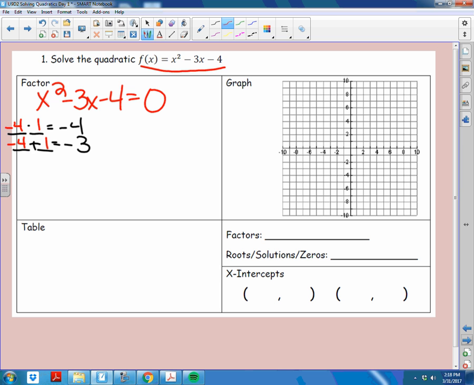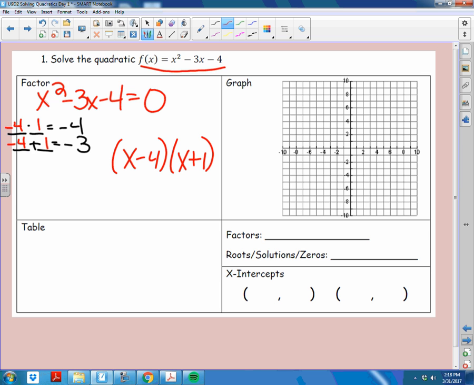Thank you. Now, we found our numbers, right? It's -4 and +1. Everyone agree? Here are your factors: x minus 4, x plus 1. You don't have to do the box method. You don't have to do grouping. You just put them into the binomials.